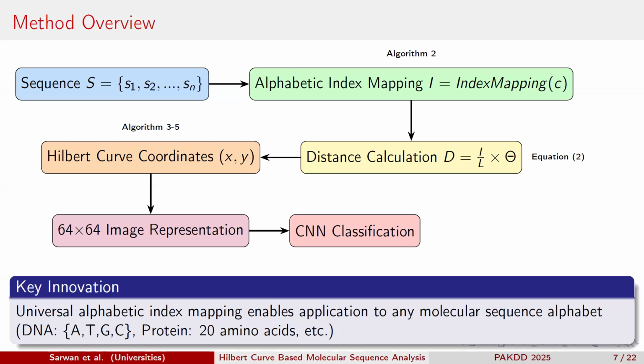Then we convert this distance to Hilbert curve coordinates using our algorithm, which involves binary representation, bit interleaving, and gray code transformation. The result is a 64 by 64 dimensional image representation that captures spatial relationships of the original sequence, ready for the CNN or any other vision model to perform classification. The key innovation here is that the universal alphabetic index mapping enables our method to work with any molecular sequence alphabet without modification.